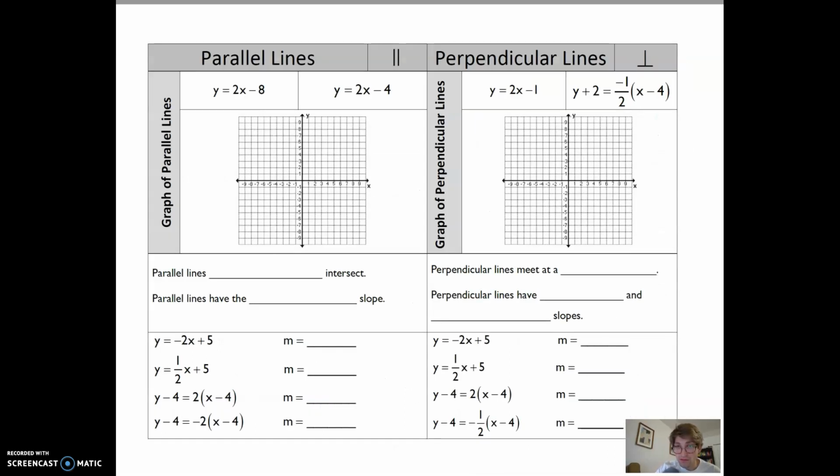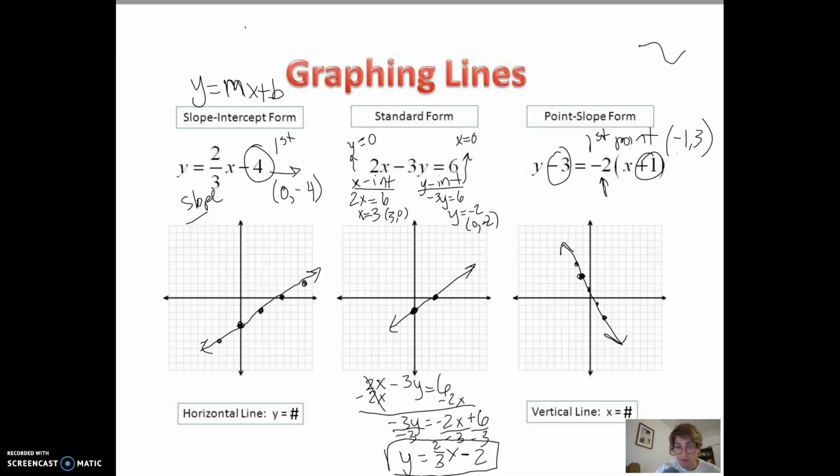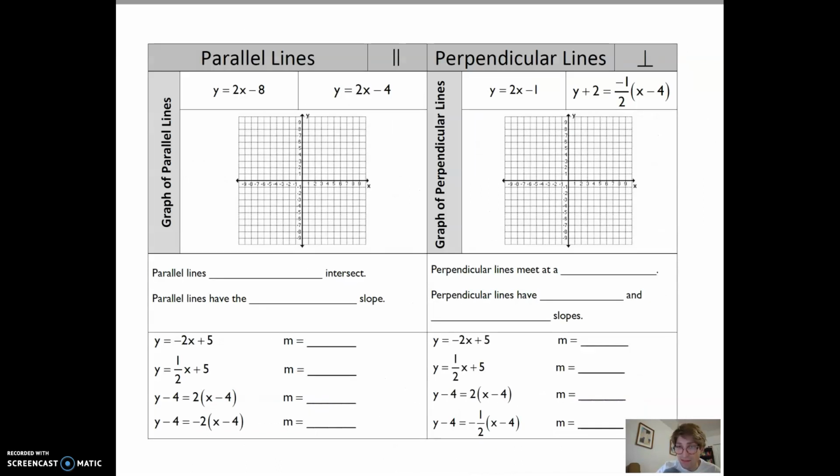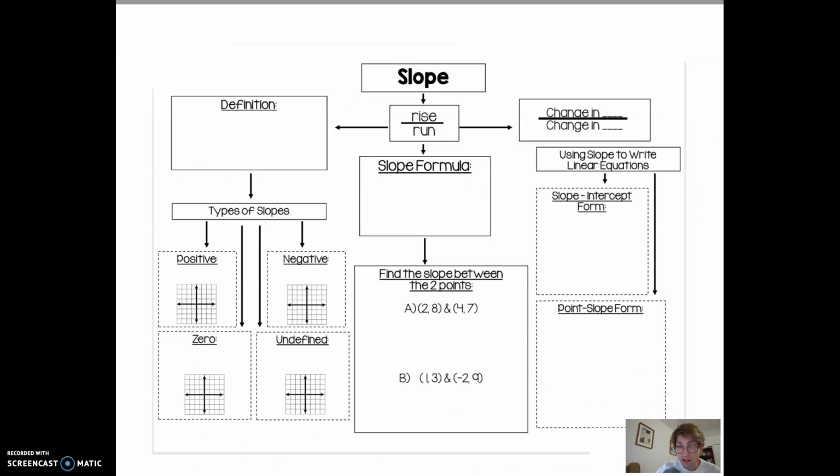Oops, that's not what I want to do. Sorry. Each of the three forms. Please take note down here at the bottom: horizontal lines, y equals something; vertical lines, x equals something. Next page. Slope, I'm going to fill in the important parts.